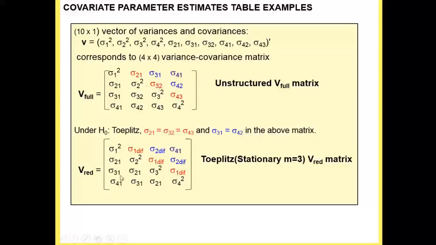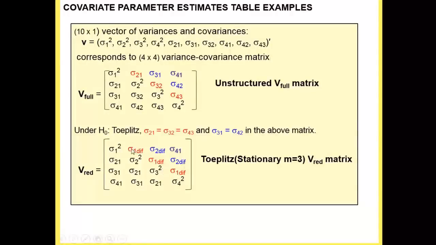But look in the bottom part of the slide, where the reduced model is under the assumption that I've got a Toeplitz matrix, so it's really a Toeplitz 3. I'm allowing the covariances for observations that are adjacent to one another to be the same, the covariance for observations that are 2 occasions apart to be the same, and only the single covariance that's 3 occasions apart to be different from the others. In other words, in terms of the term, stationary 3-dependent.